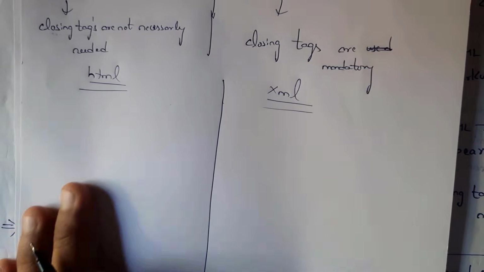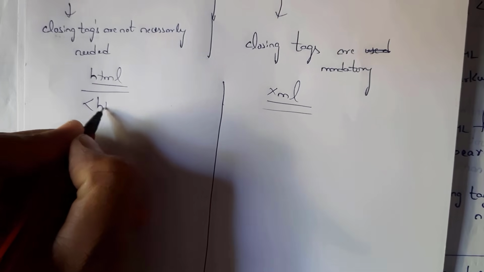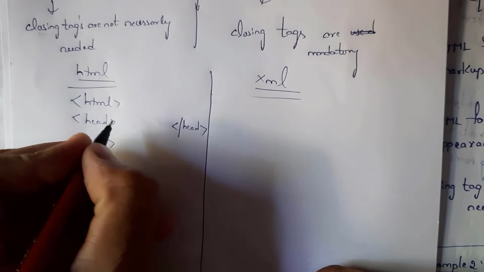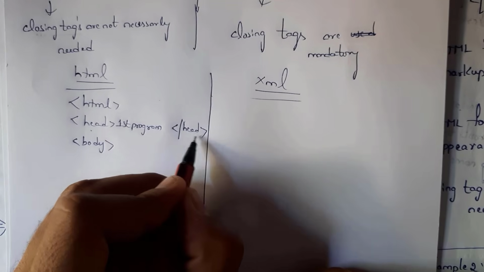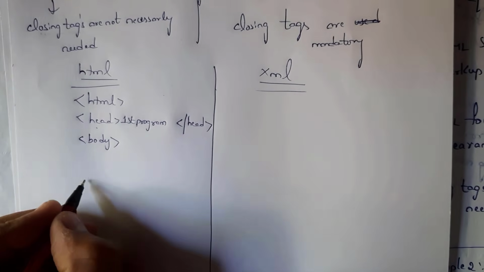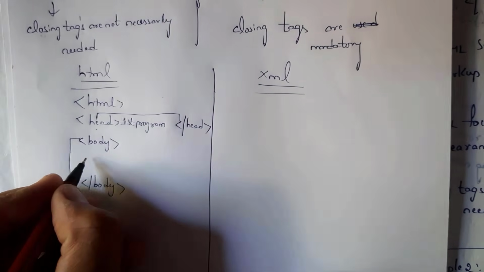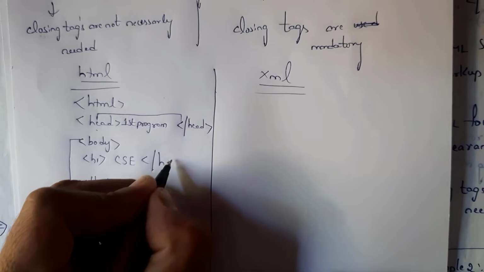At first I will write the program of HTML. As we all know, every HTML program contains head and body. Inside head we need to write the title. I am giving the title as first program, and for every open tag there should be a closed tag. And inside body we need to write the actual program. Inside body I am writing a heading as CSC, and I close this heading.